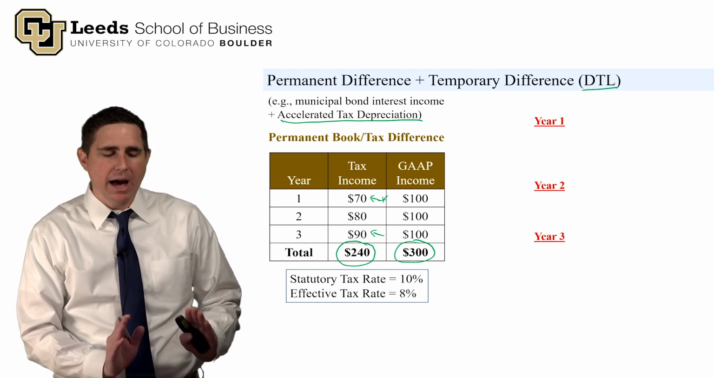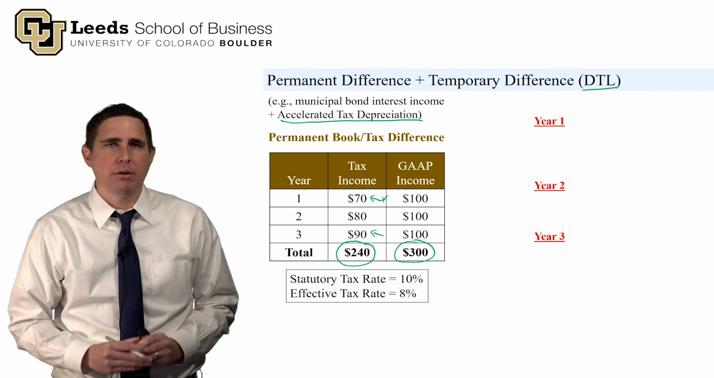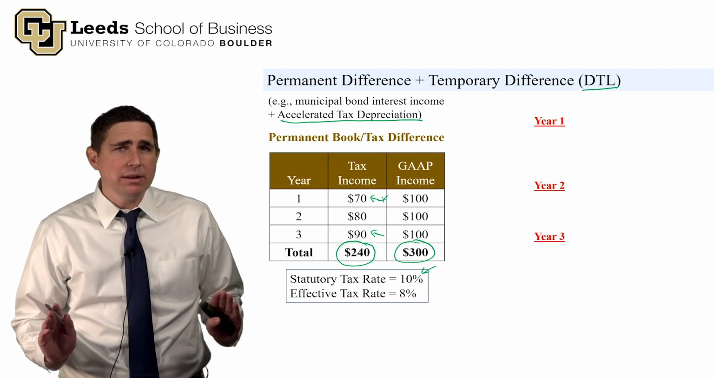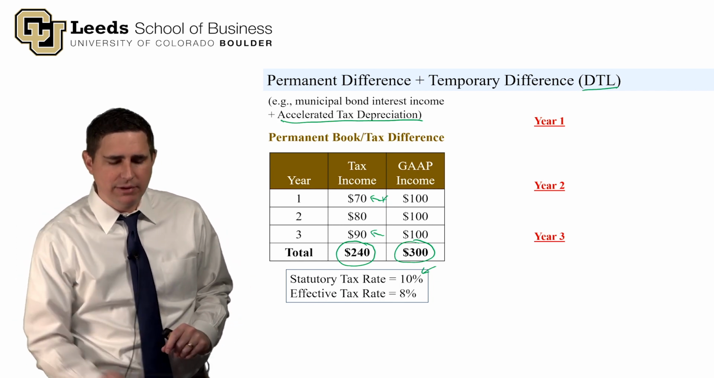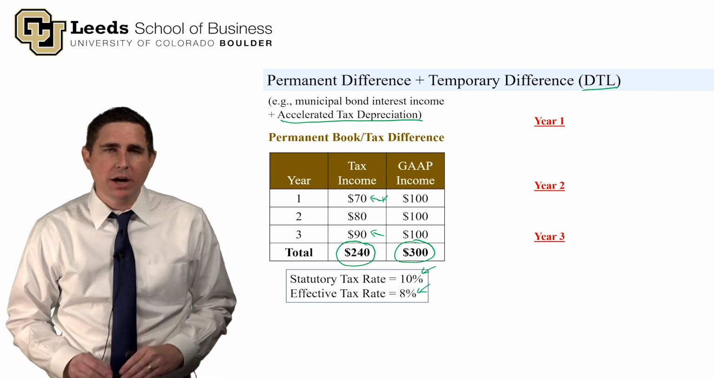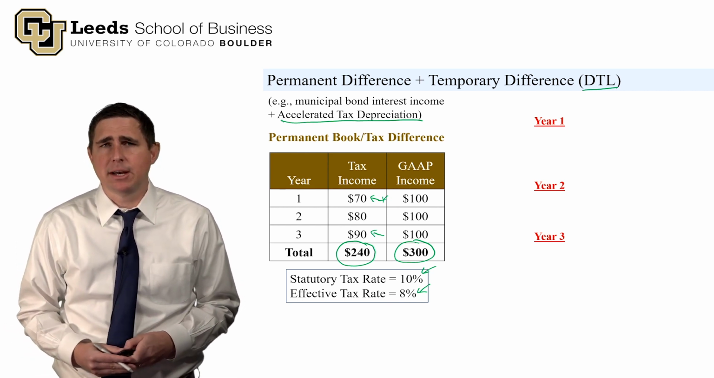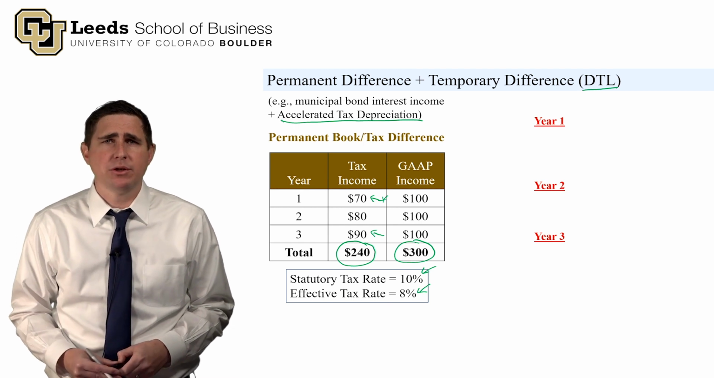So I hope you see how we've layered on a permanent and a temporary difference. Now the statutory tax rate is still 10%, and the only thing that affects our ETR, our effective tax rate, is the permanent difference. So actually the permanent difference has stayed the same, and our effective tax rate is still 8%. So let's see how we account for this situation.